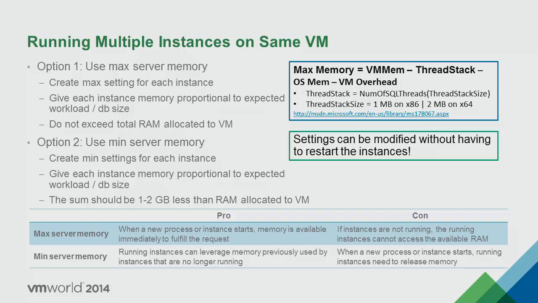Now, if you flip it and go to min server memory, those running instances can leverage memory that's previously used by their VMs or other instances if you shut them down. However, when a new processor instance starts, those running instances will need to release memory down to the lower bound of the min server memory setting that you set. So option 1, option 2, it's debatable.